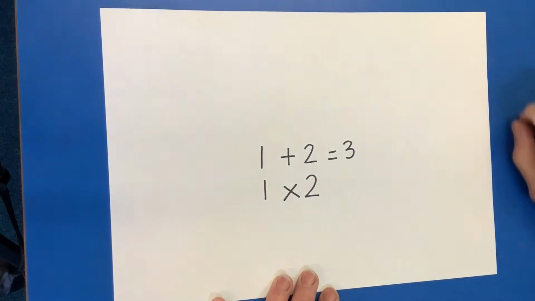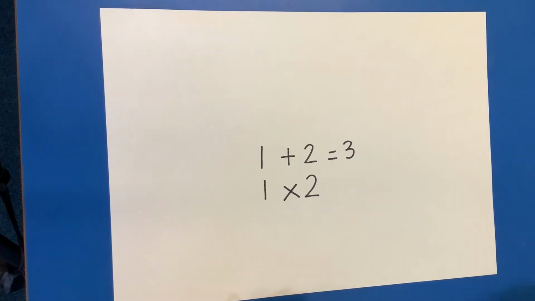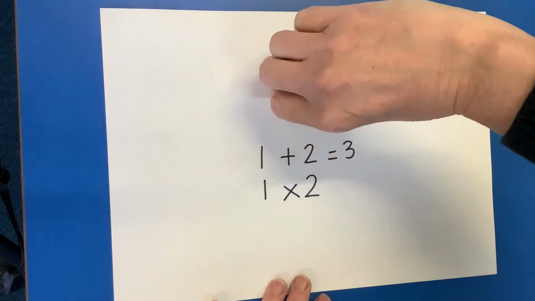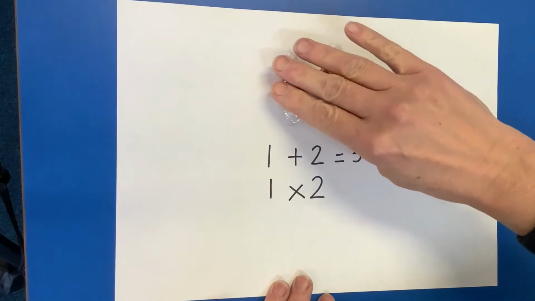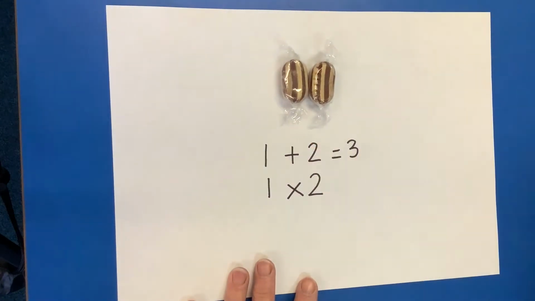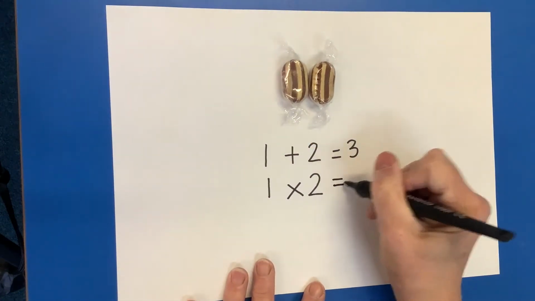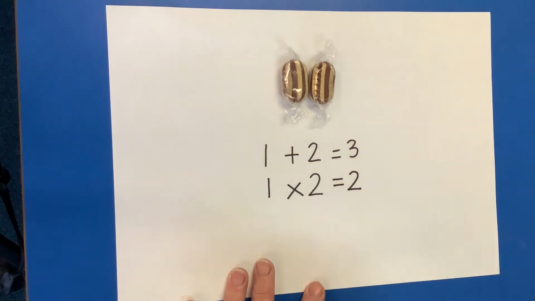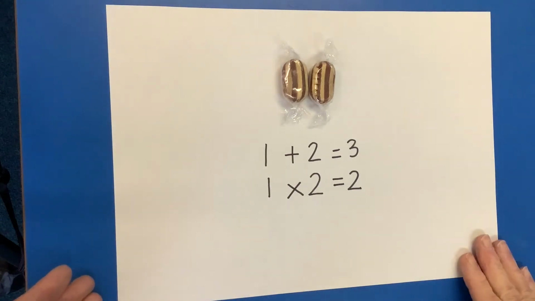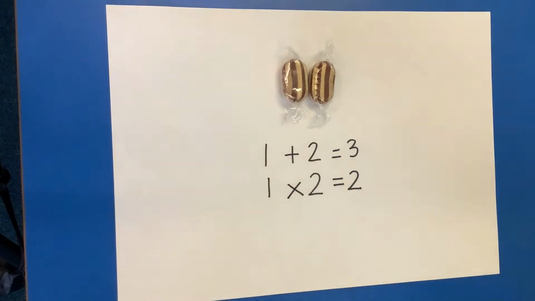When we're multiplying, what we mean is I'm going to get a group of 2 things once. So here's my 2 sweets. I've got a group of 2 sweets. One set of 2 sweets is only 2. So 1 plus 2, or 1 add 2, is 3. 1 times 2 is just 2. So this is why it's confusing. This is why we're going to do fact of the day to help us not get so confused.